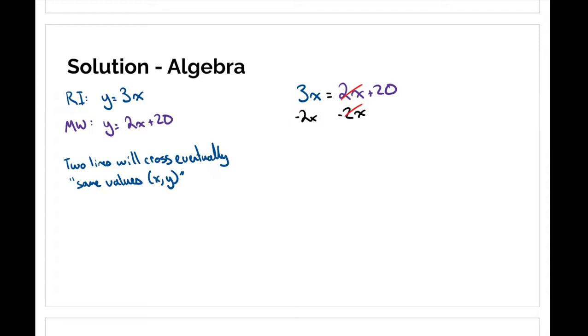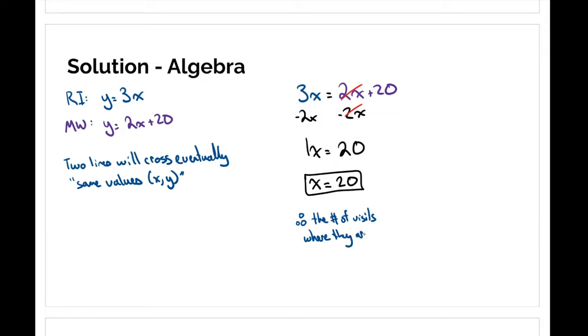One side will cancel out. I'm left with 1x equals 20. I could divide both sides by 1, or understand that 1x is just the same thing as saying x, which equals 20. So that means that x equals 20 when these two equations are the same. Or in other words, you say therefore, the number of visits where they are the same is 20.